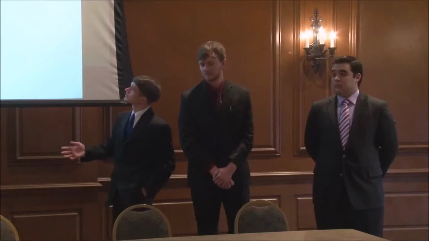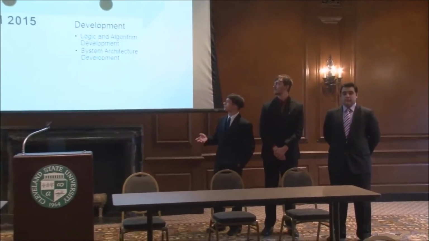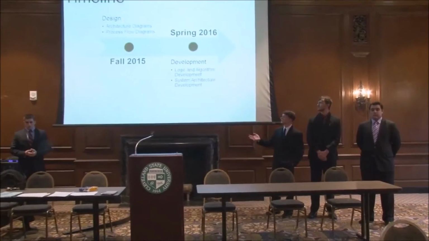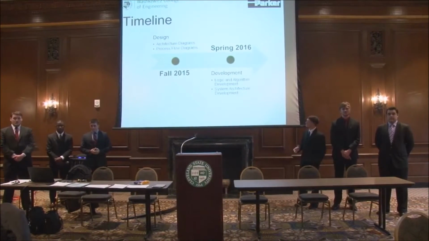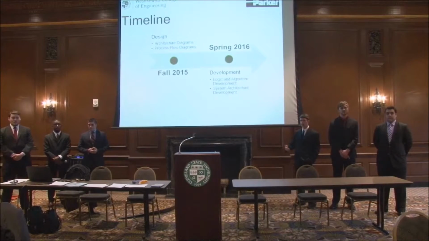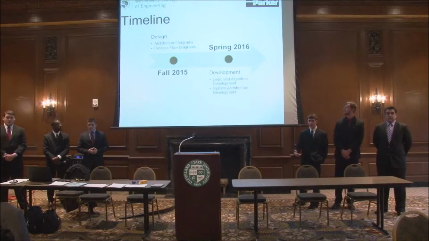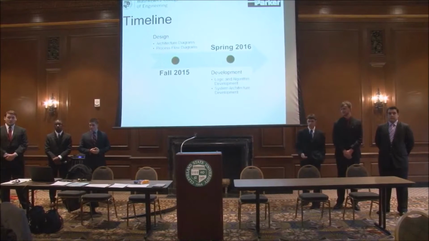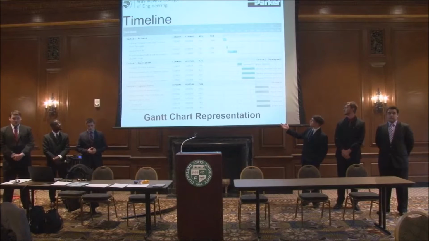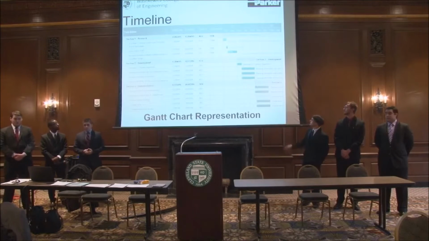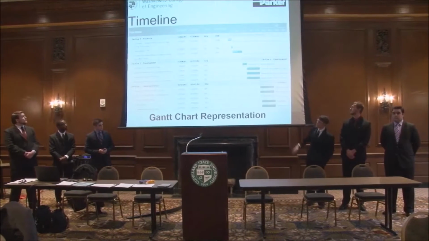So here's a very simple breakdown of our timeline. First, our design phase, which is completely done, which is where we created architecture diagrams and the process flow diagrams. What we are working on currently and will continue to work on over winter break and during the spring is the development, which is where we develop the logic and the algorithm, and also the system architecture. Here is a more detailed breakdown of what we will be doing with the Gantt chart. As you can see, all of the research is done, the development is currently what we're working on.